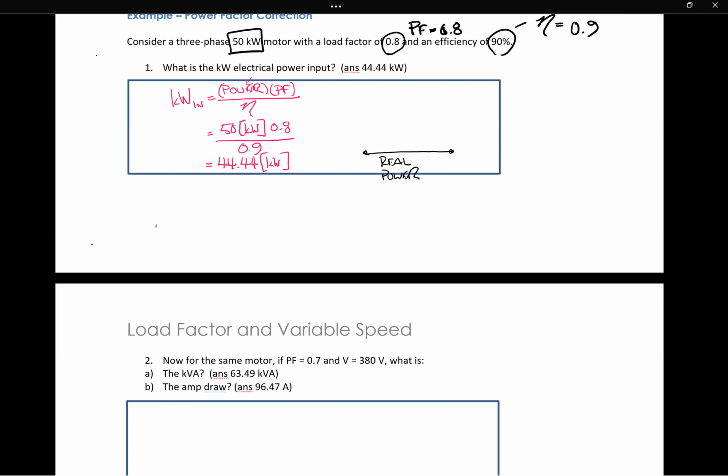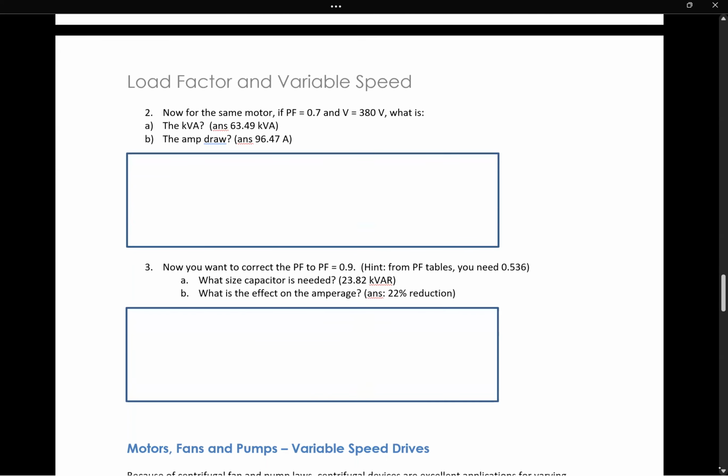If we're looking at a power triangle with the real power, apparent power, and reactive power, and our topic here is power factor, our real power is 44.44 kilowatts down here at the bottom of our triangle. Now, if we change the power factor, what is this going to look like? So let's look at what power factor means.